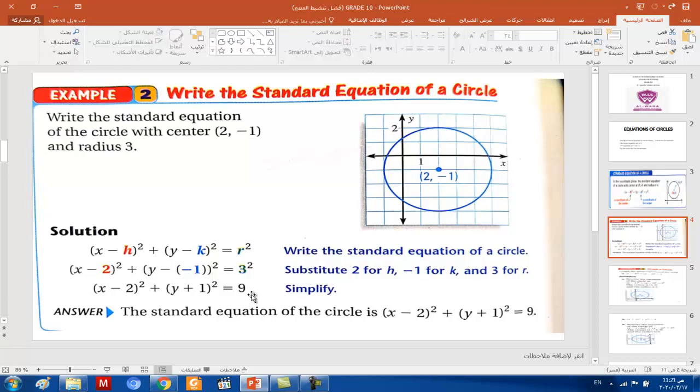So you must write the standard equation of a circle, substitute 2 for h, the x coordinate of the center, and -1 for k, the y coordinate of the center, and the radius here is 3. So the standard equation of the circle is x minus 2 power 2 plus y plus 1 power 2 equals 3 power 2, or equals 9. So it's so easy to find the equation of a circle.